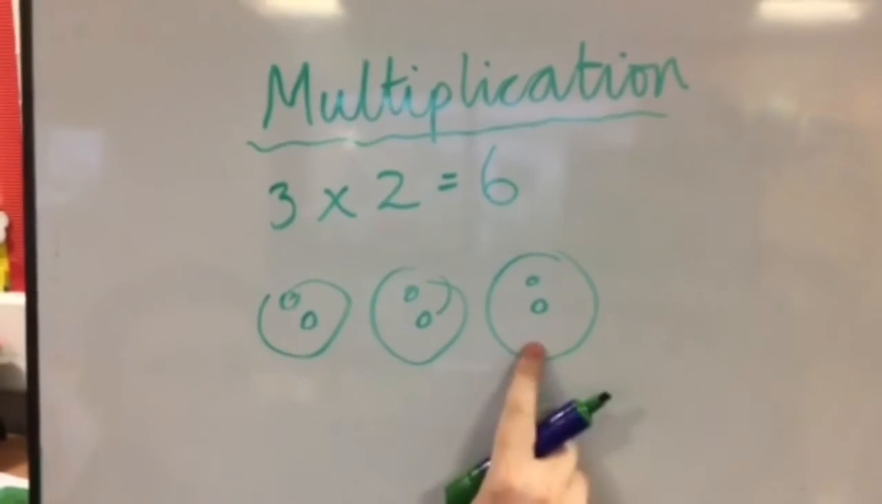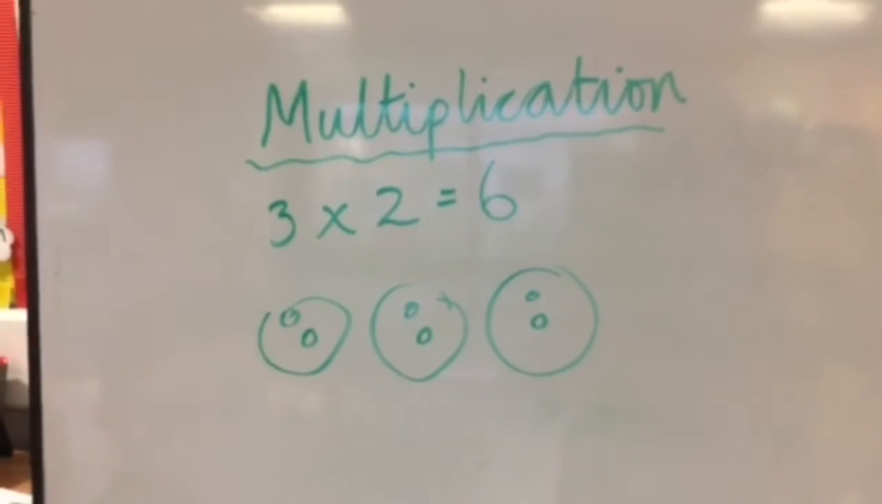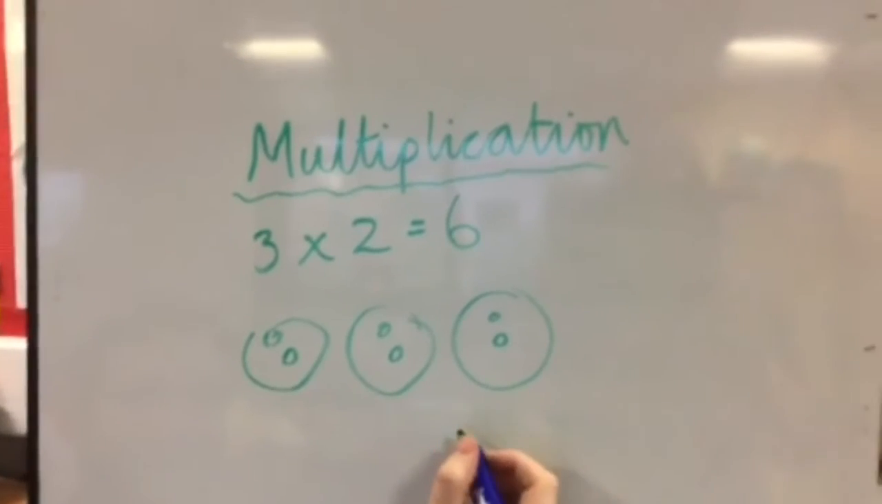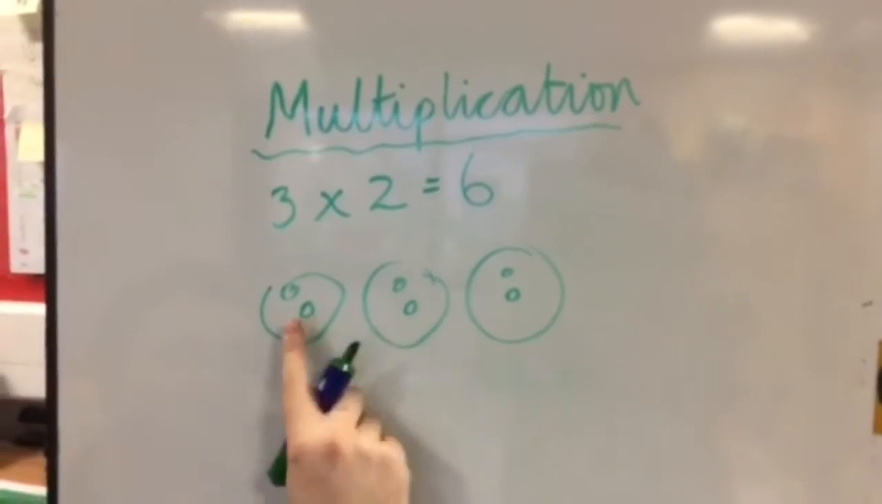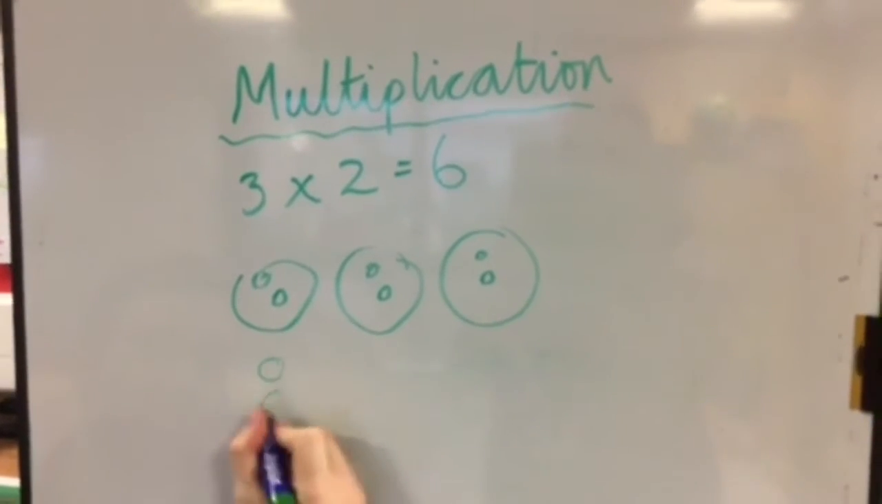There's a group, there's a group, there's a group, and they can do that using drawings, and that's absolutely fine for the methods that we use. This also turns into an array, and the children are familiar with arrays, so we could turn this into an array, and it's almost looking like an array at the minute. It's just setting it out in the format in which we would see it.